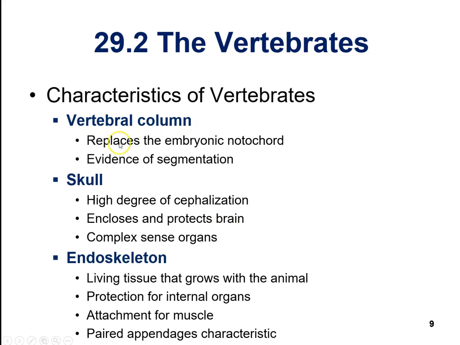Okay, now everything we're going to talk about are vertebrates. Most of the chordates are vertebrates. So if you're a vertebrate, again, you need to know these characteristics, right? These vertebrates are going to share those other characteristics we talked about before of the chordates, but these are characteristics that are going to set the vertebrates apart. So the vertebral column, hence the name, will replace that notochord. And you'll see segmentation in that vertebral column.